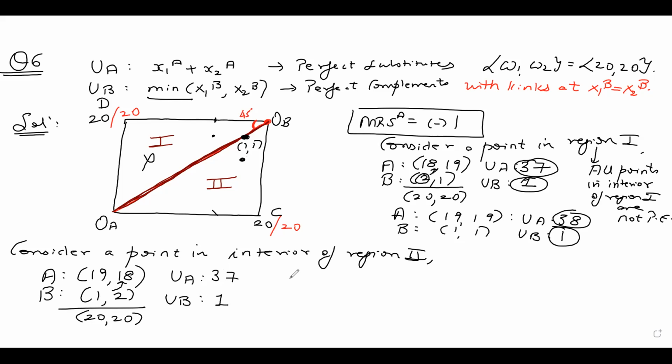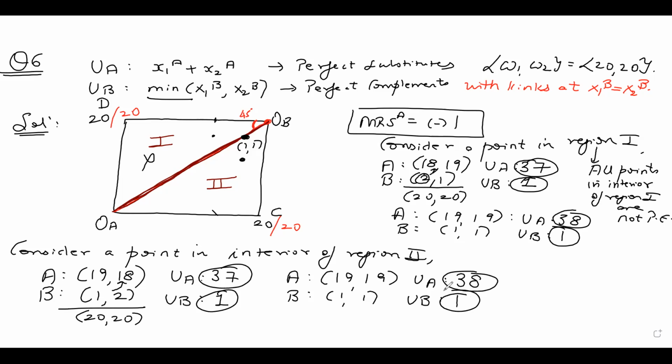Suppose B gives 1 unit of x2 to A. How much will A have? 19 comma 19. How much will B have? 1 comma 1. Utility which A gets is now 38. Utility which B gets is 1. A has become better off without making B worse off. Therefore, all points in the interior of region 2 are not Pareto efficient. So now we have shown that region 2 interior points are not Pareto efficient. Region 1 interior points are not Pareto efficient.